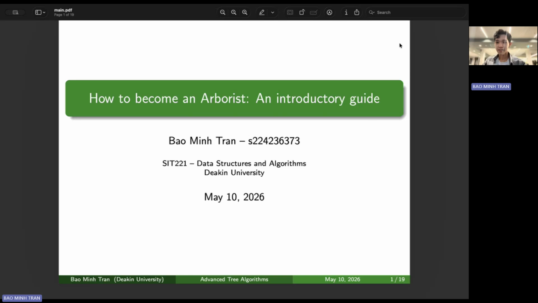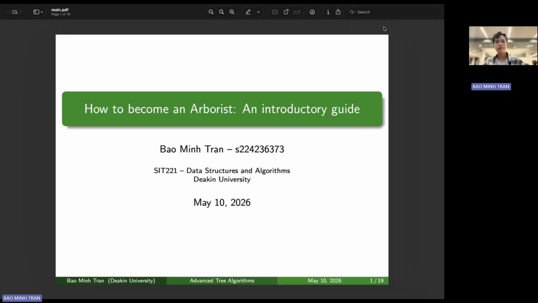Okay, so today I'm gonna show you a tutorial on becoming an arborist. I found this word in the dictionary. Well, it's about a professional working with trees. Yeah, like bonsai in Japan, something like that. Actually, in this tutorial we're working with trees.